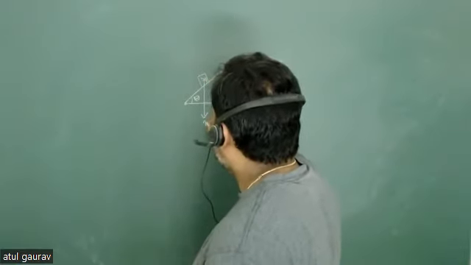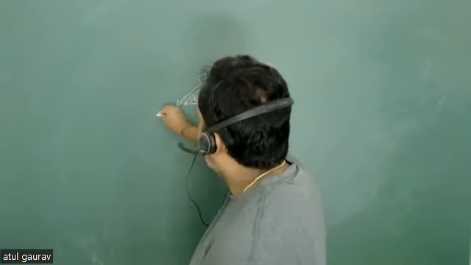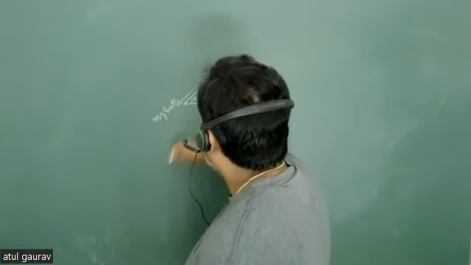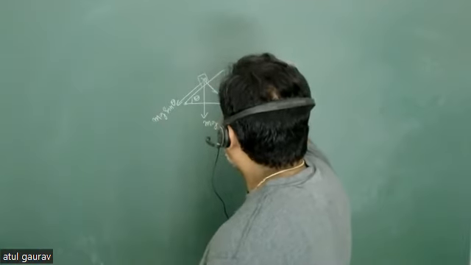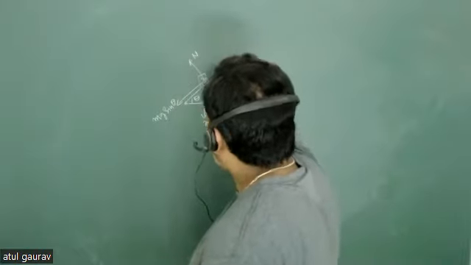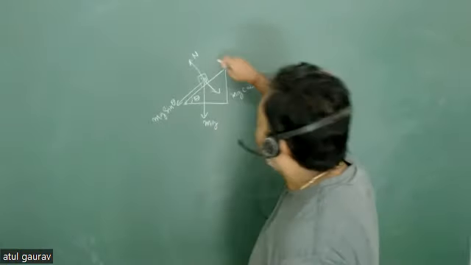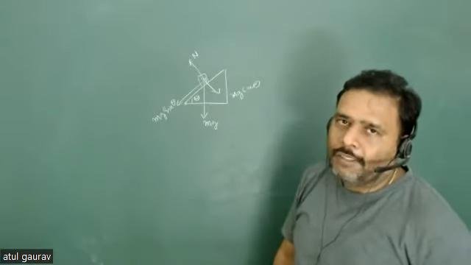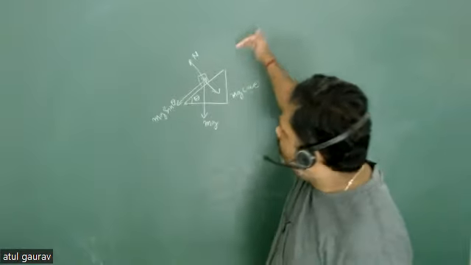The weight is here, mg. Everyone is comfortable? And one component will also be there, that value is mg sine theta. Another component is here, which will provide the normal, so that value is equal to mg cos theta. And this is the direction of normal. So if there is no frictional force, no one can stop this mass from falling down. Everyone is comfortable? No one can stop this mass from falling down. It is bound to fall down.